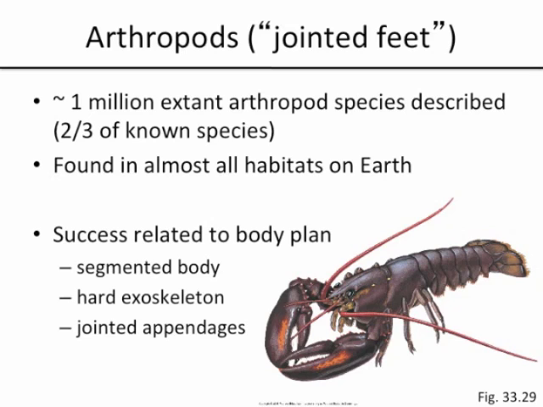Their real success is due to some of their adaptations that are manifested in their body plan. They have a segmented body that allows for many different patterns, so they can take on many different forms based on these different segments, which allows them to fill lots of different ecological roles, and we'll get into why that's important as we get through.